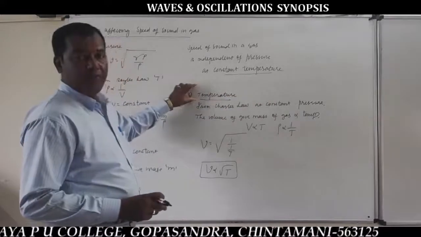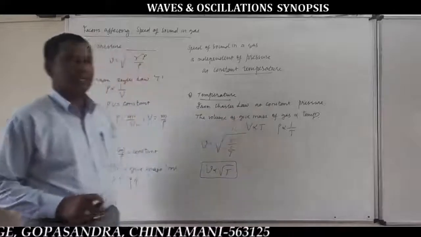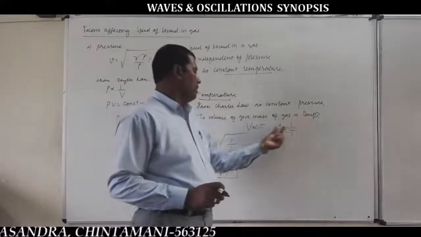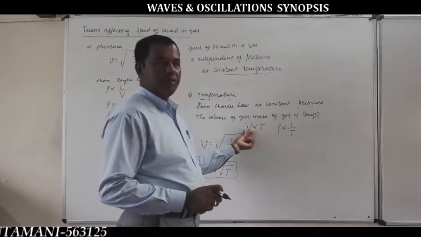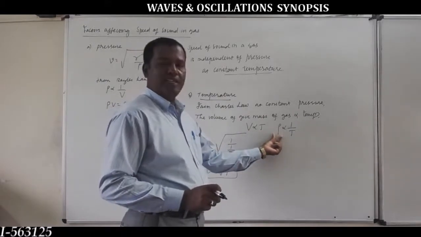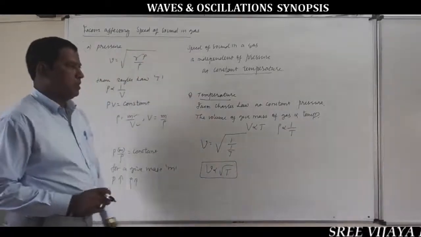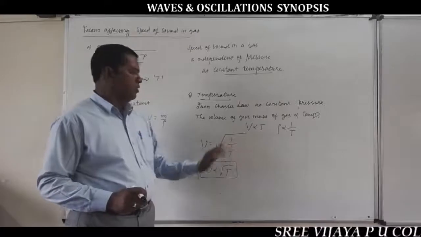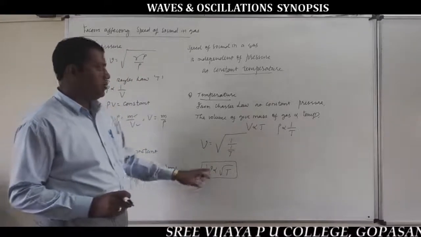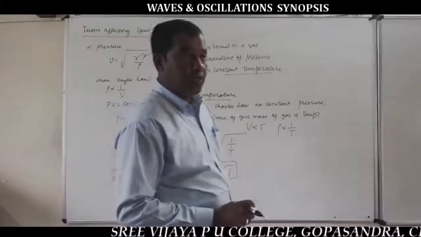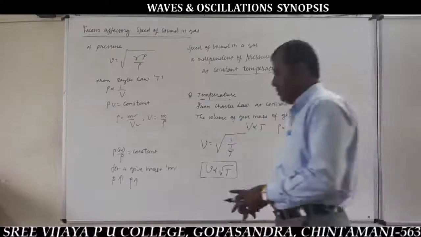Now let us study the effect of temperature. From Charles' law, at constant pressure, the volume of given mass of gas is directly proportional to temperature, or V is proportional to T. As temperature increases, volume increases. But when volume increases, automatically density decreases. Therefore, density and temperature are inversely proportional. So you get v is equal to root of 1 over 1 over T, or v is proportional to square root of T. That is, speed of sound in a gas is proportional to square root of absolute temperature.